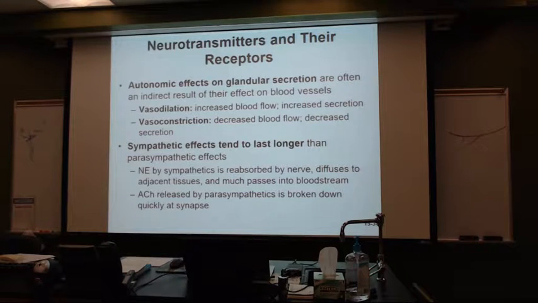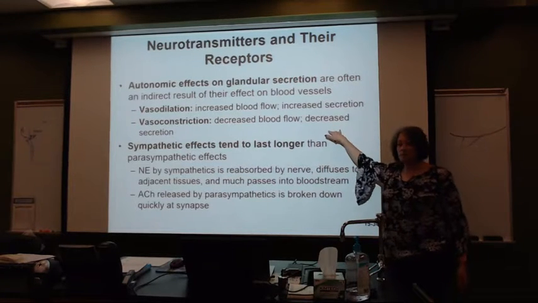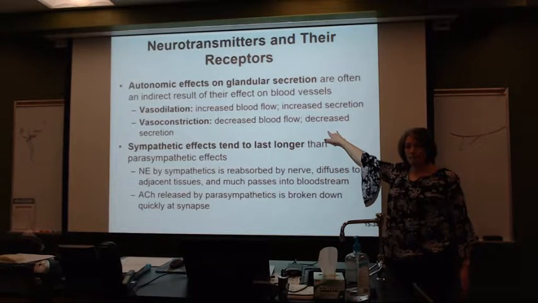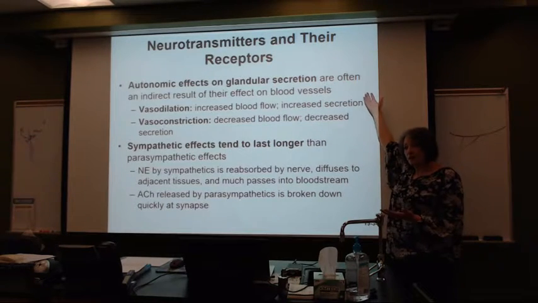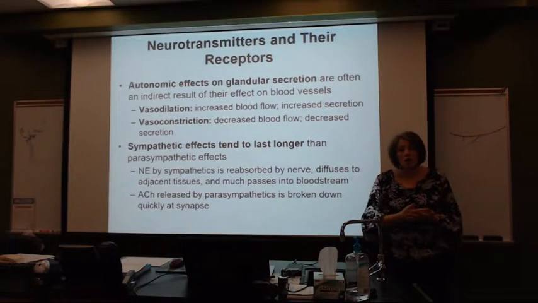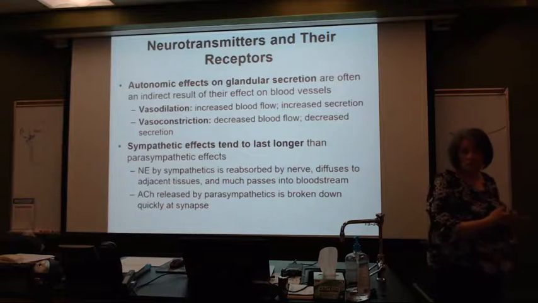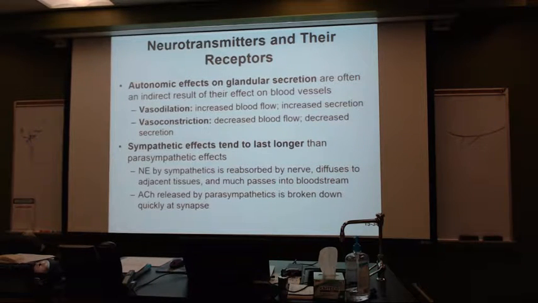Constriction means we decreased blood flow, and I've now decreased the ability of those tissues. So, blood flow plays a huge part in what happens. And like I was saying before, when we move into the chapter on vessels, we're going to learn they're innervated. It's really interesting.